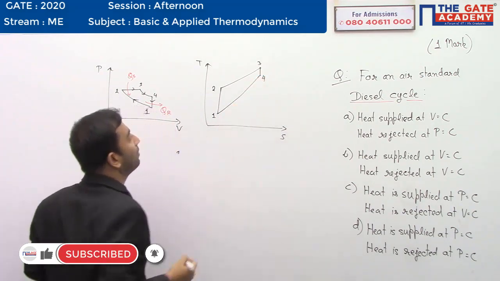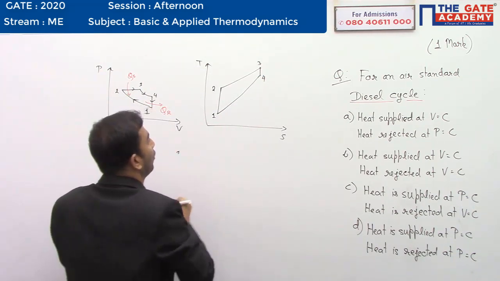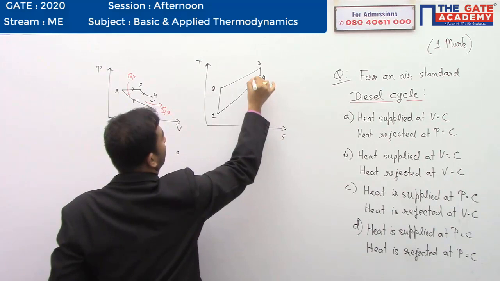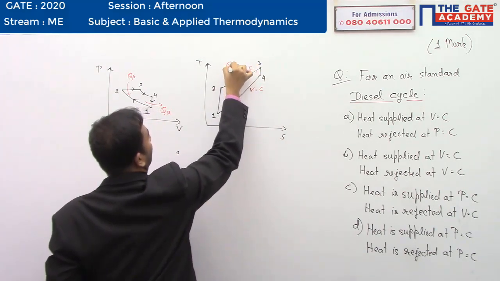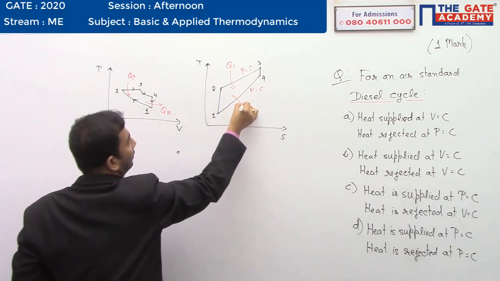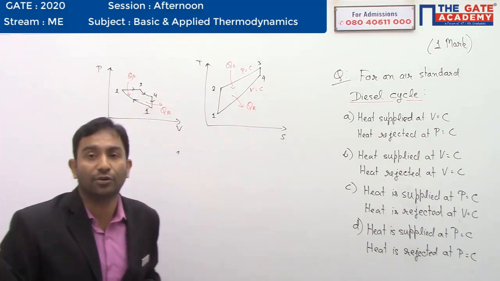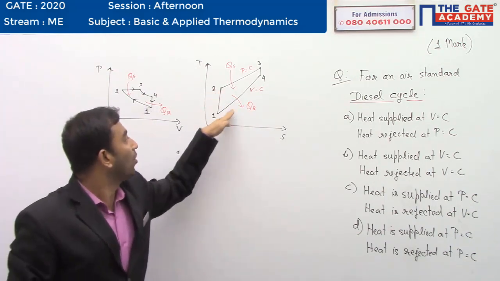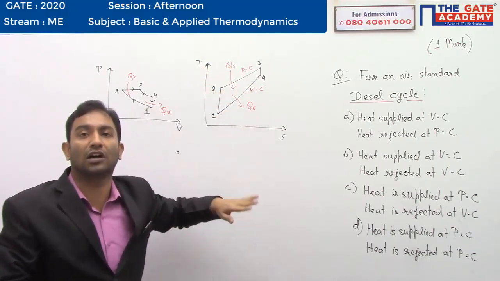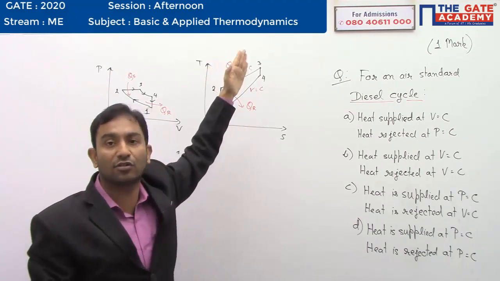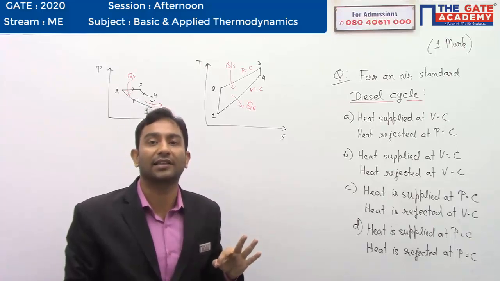Here you can see the curve of your constant volume. Here V is equal to constant and here P is equal to constant. The heat supply is taking place at constant pressure and heat rejection is taking place at the constant volume. Now you can see the slope of your constant volume curve on a TS diagram is more than the slope of your constant pressure curve on the TS diagram. So your diagram will be something like this.